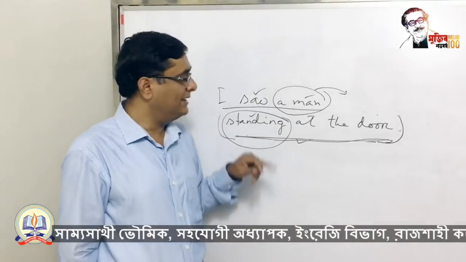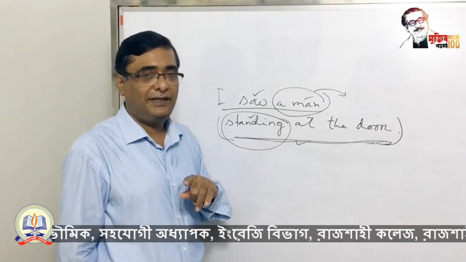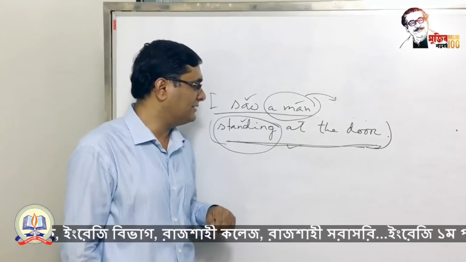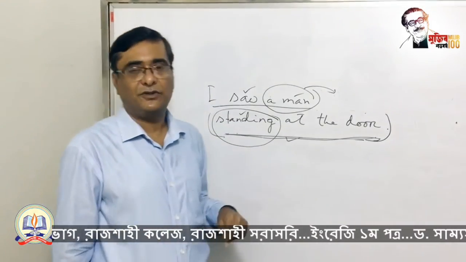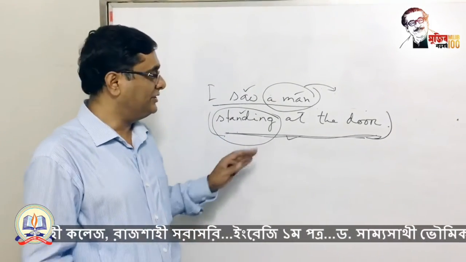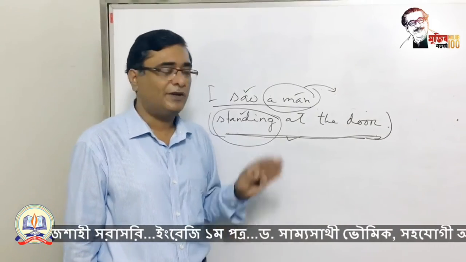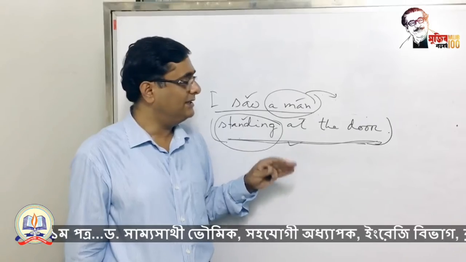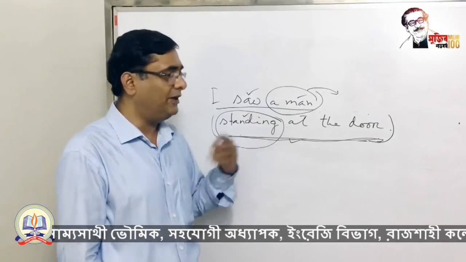But remember one thing, in a phrase, you will not have any finite verb. It's a non-finite verb. That is the thing that you must remember. Now, there are different types of phrases: noun phrase, adjective phrase, present participle phrase, past participle phrase, infinitive phrase, verb phrase. There is also prepositional phrase, adverbial phrases.